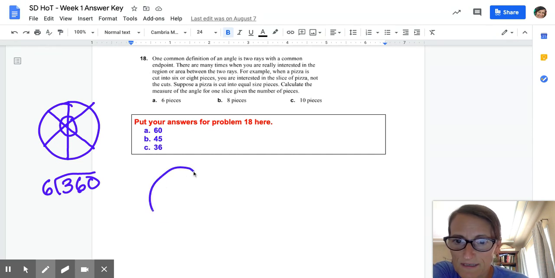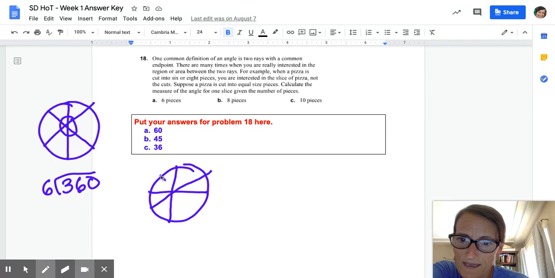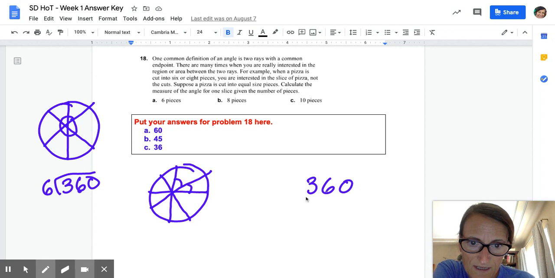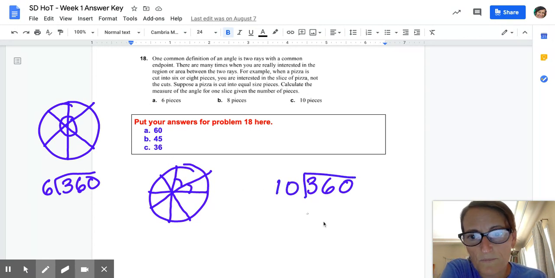For 8 pieces, you're just going to take the full 360 and divide it by 8. Or you could think of each of these as half of a 90-degree angle. 45 degrees is half of a 90-degree angle. Or you could do 360 divided by 8. And then for C, you have 10 pieces, so you would divide 360 by 10, and that gives you 36 degrees per piece.